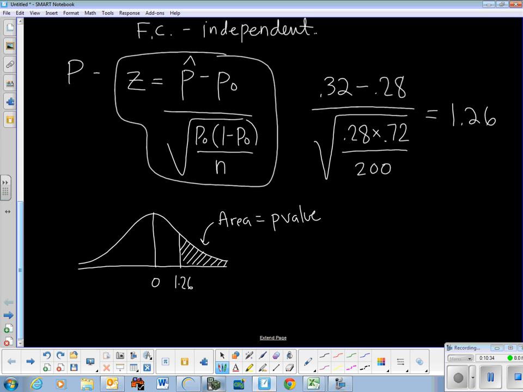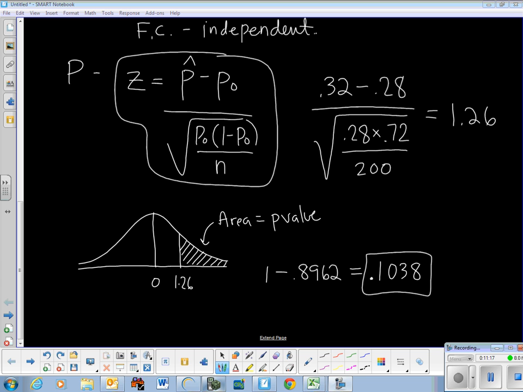I'm going to go to my chart in my book and look that up. Or I can do normal CDF, either one. When I look up 1.26, I get 0.8962 off my formula sheet. That's obviously not that shaded area. That's the area to the left because that's the way the chart works. So I need to do 1 minus that, which gives me 0.1038, I think. So the p-value, that's the p in WHAPS, 0.1038, about 10%.